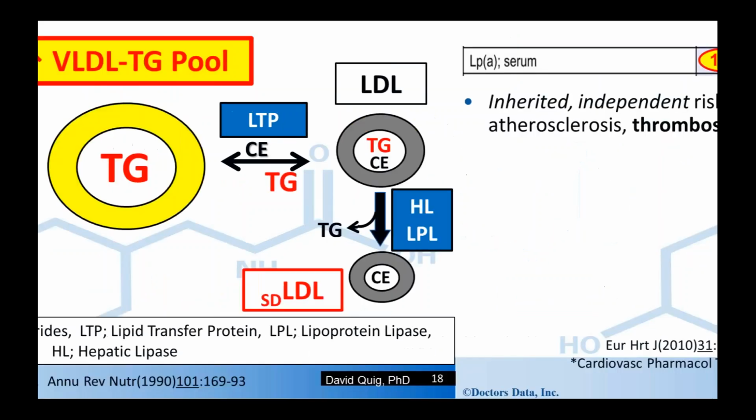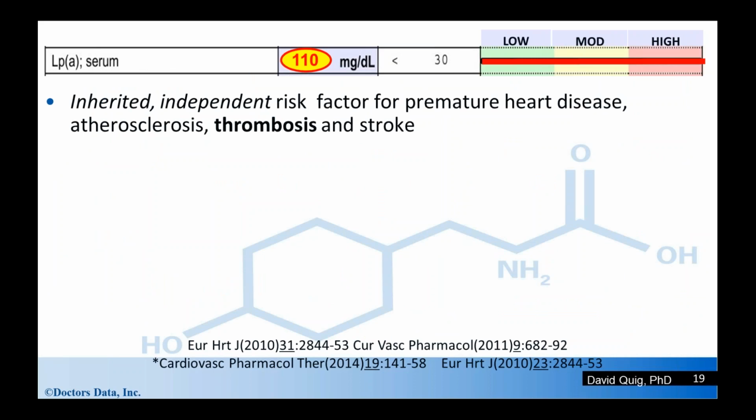Our final LDL culprit subspecies is a funny little particle called Lp(a), which you can see is markedly elevated in our patient. It's primarily from an inherited disorder, and Lp(a) is an independent risk factor for premature heart disease, atherosclerosis, and thrombosis, as well as stroke.